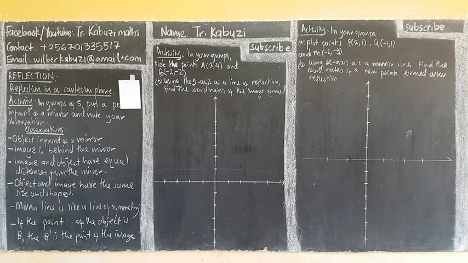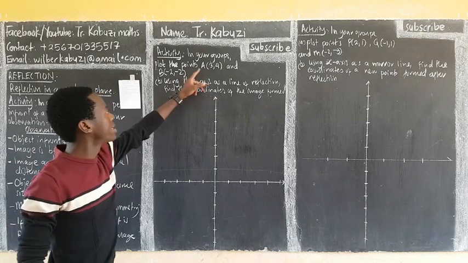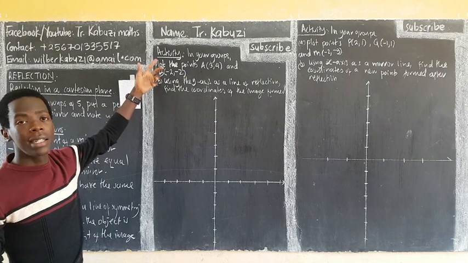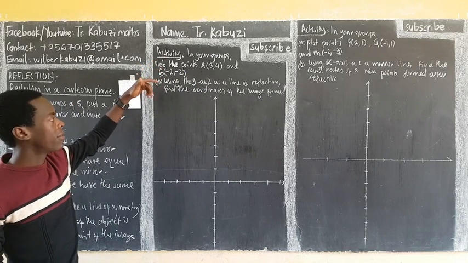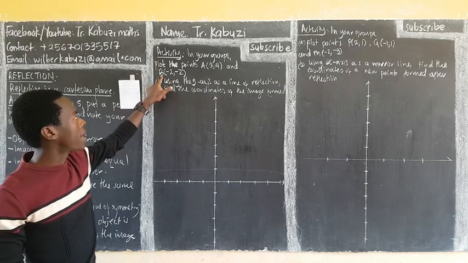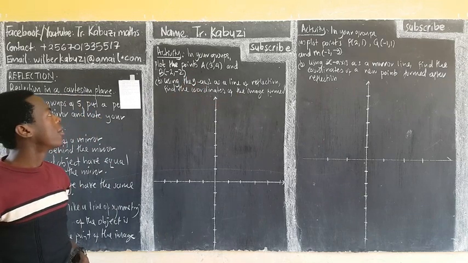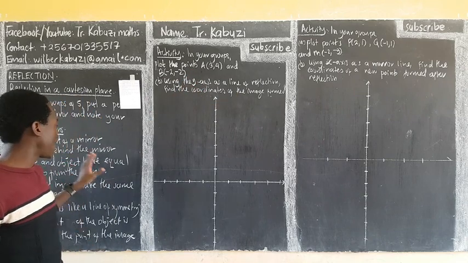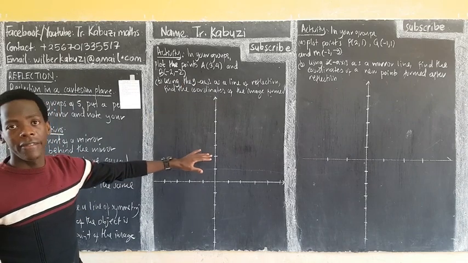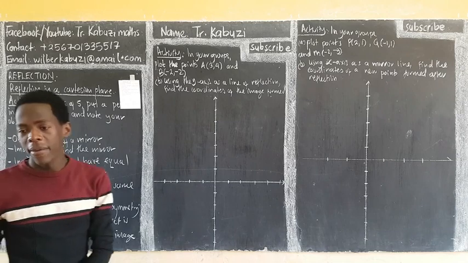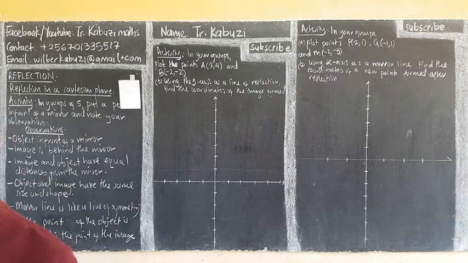Whenever you are writing the object, and then whenever you are writing the coordinates or the points of the image, we use A prime, B prime, there we use P prime, Q prime. Okay, now based on these ideas, can you handle this activity? You have 10 minutes for that. Can you start?